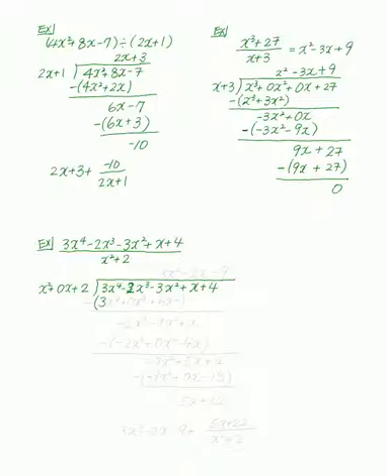Alright, so I now need something times x squared to give me 3x to the 4th. That's going to be 3x squared. I'm now going to distribute the 3x squared to the x squared plus 0x plus 2. 3x squared times x squared is 3x to the 4th. 3x squared times 0x is going to give me 0x to the 3rd. And 3x squared times 2 is 6x squared. I'm now going to subtract.